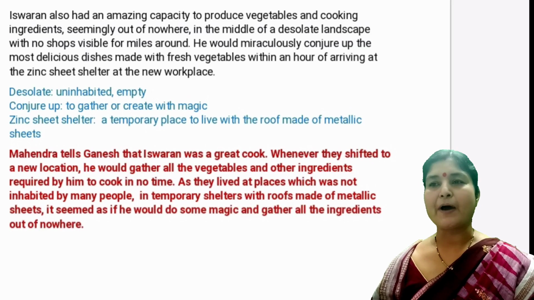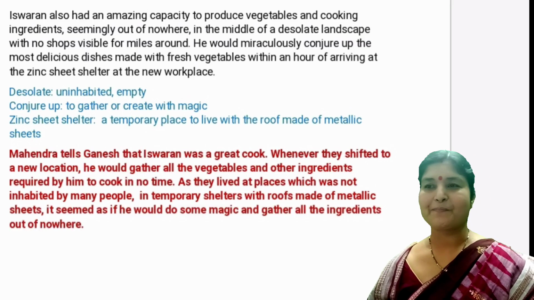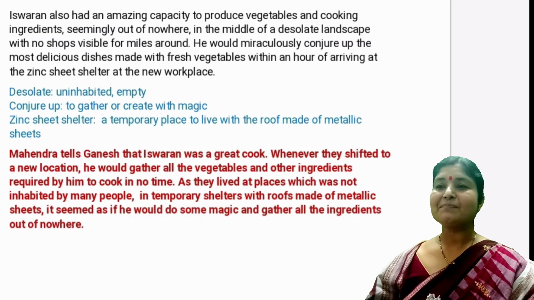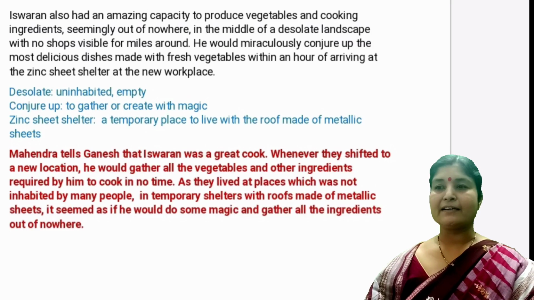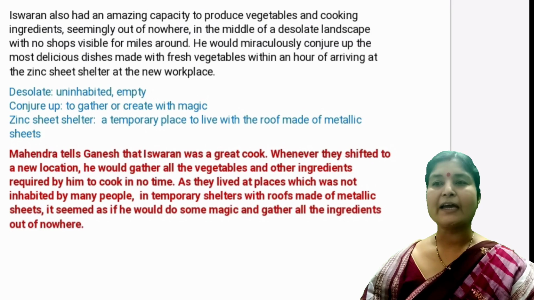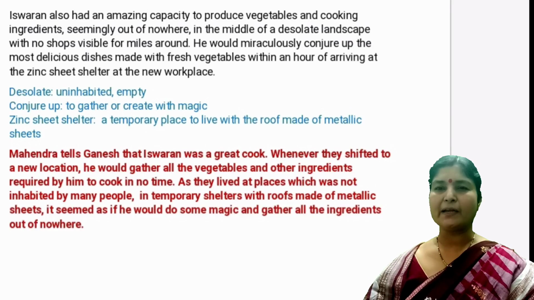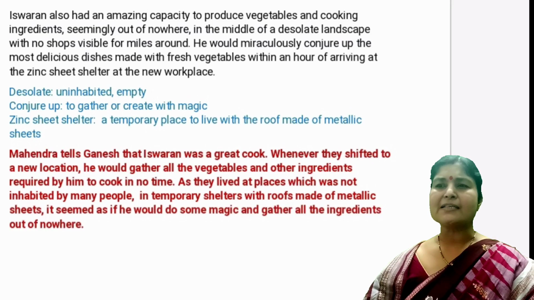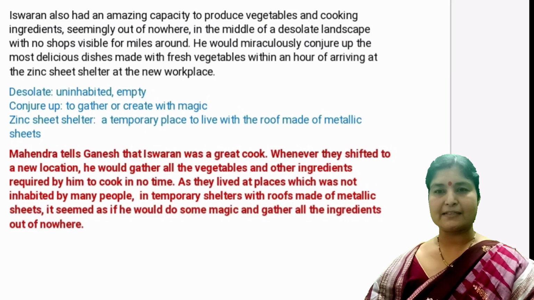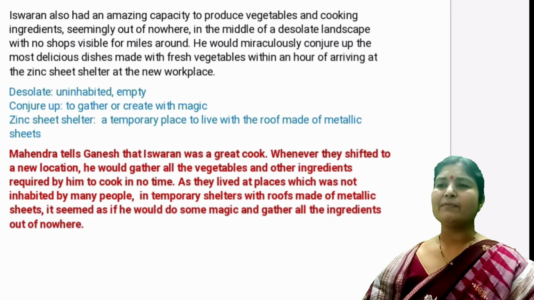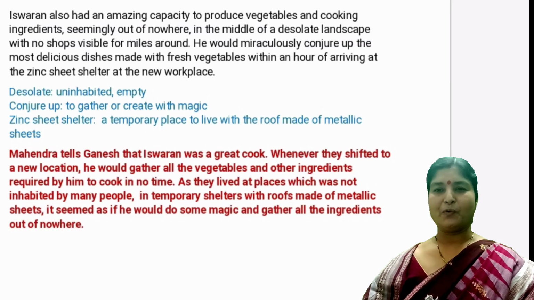So in this third paragraph, Mahendra tells Ganesh that Iswaran was a great cook. Whenever they shifted to a new location, he would gather all the vegetables and other ingredients required by him to cook in no time. If they lived at places not inhabited by many people, where very few people are staying, in temporary shelters with roofs made of metallic sheets, it seemed as if he would do some magic and gather all the ingredients out of nowhere.